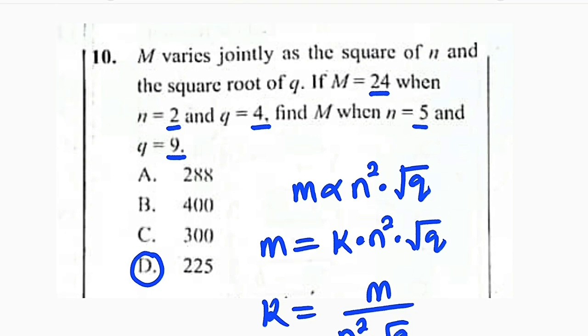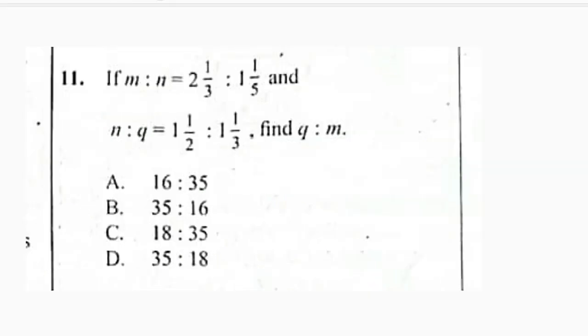Now, let us move on to question number 11. All right, here is question number 11. We are given that the ratio of m to n is equal to 2 1/3 to 1 1/5, and the ratio of n to q is 1 1/2 to 1 1/3. We are asked to find the ratio of q to m. I'm going to present you two different methods. Let's start with the first one.